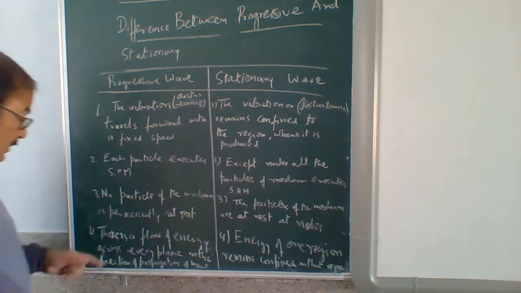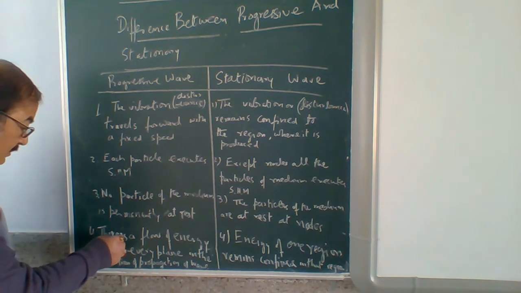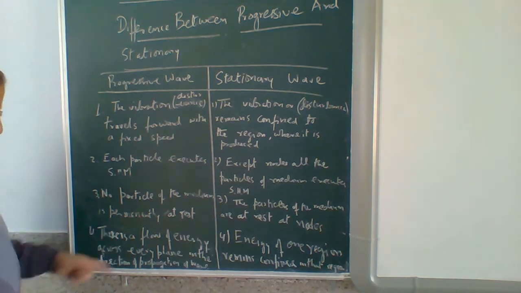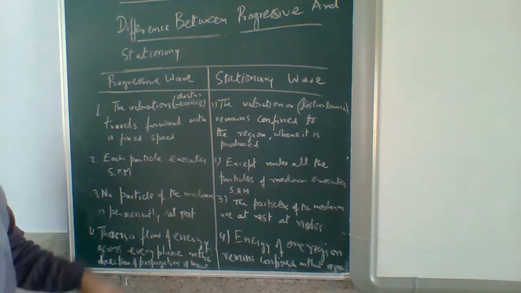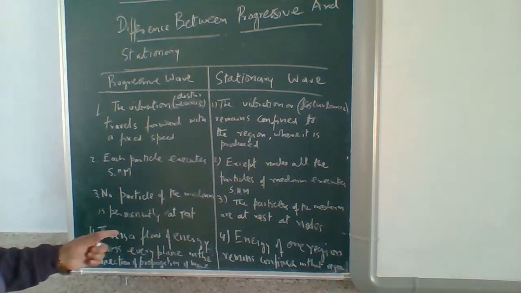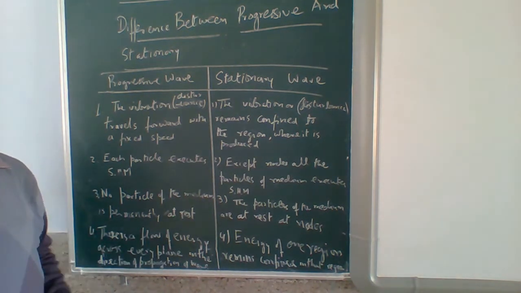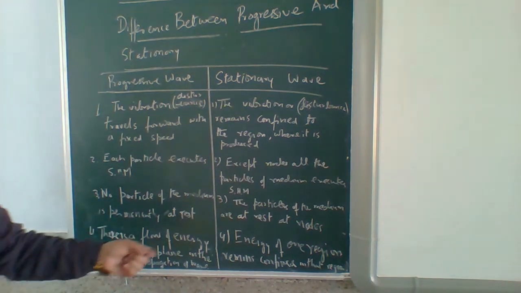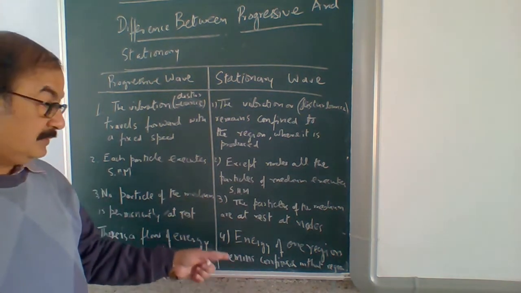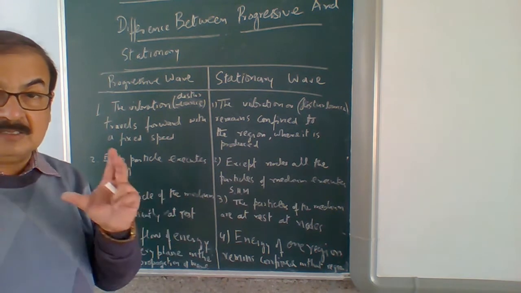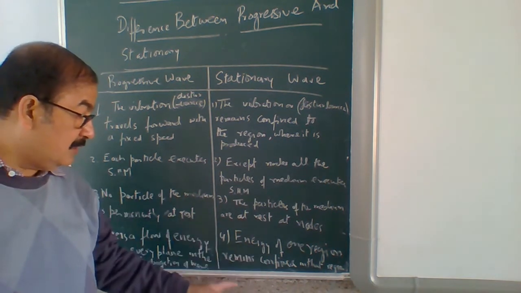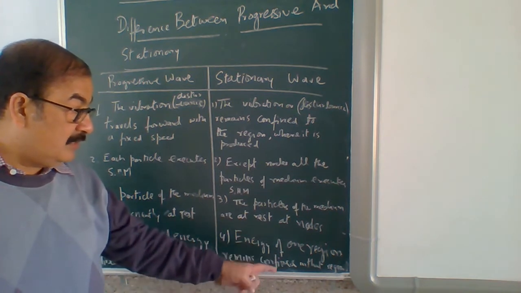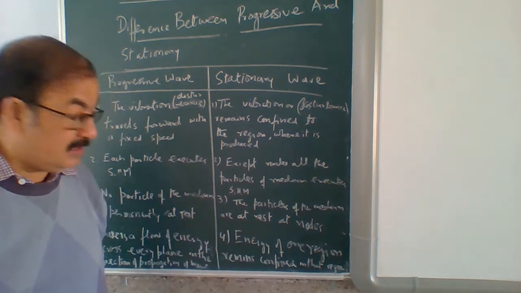Remember, there is a flow of energy across every plane in the direction of propagation of wave. जो जिस डायरेक्शन में चल रहा है तो वो एनर्जी भी ऐसे लगता है फ्लो कर रहा है. Energy is also flowing, but that is not possible here. Energy flows only in certain limited area. The energy of one region remains confined in that region.